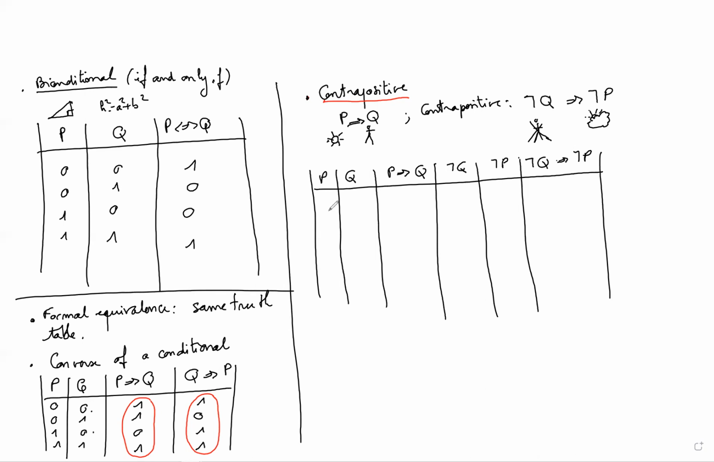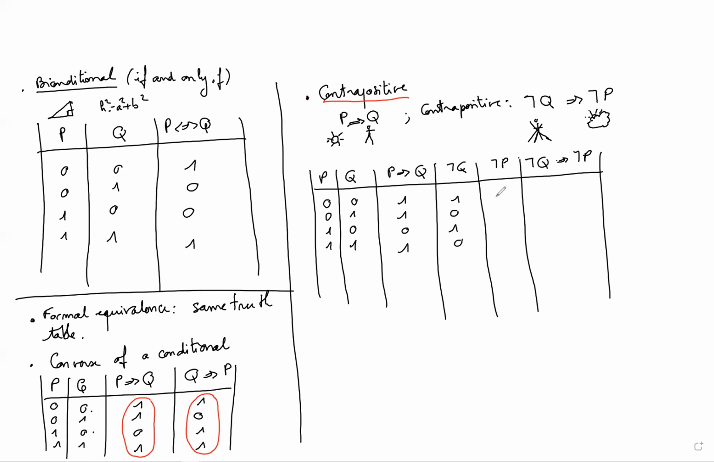So this is P, same order as usual. This is Q. P implies Q. If P, then Q. We have already done it a lot of times. If I want to fill in this column, it's not Q. It means when Q is false, this is true. When Q is true, this is false. When Q is false, this is true. When Q is true, this is false.